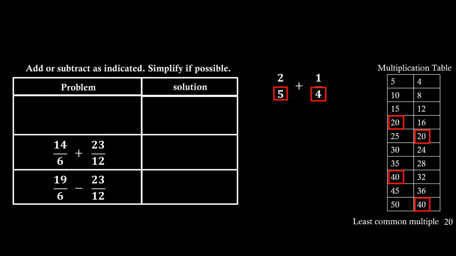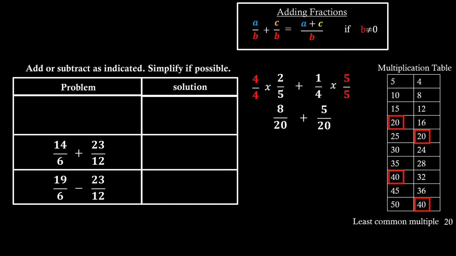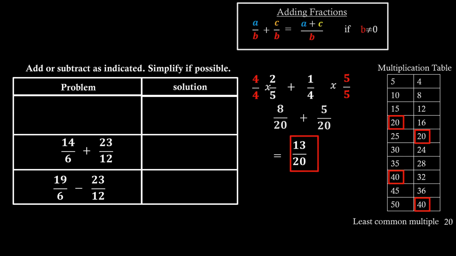So, if we multiply 2 over 5 by 4 over 4, we get the equivalent fraction 8 over 20. And if we multiply 1 over 4 by 5 over 5, we get 5 over 20. Now, since the denominators are the same, we can use our understanding of adding fractions with the same denominator to get 13 over 20, which is the simplified fraction.